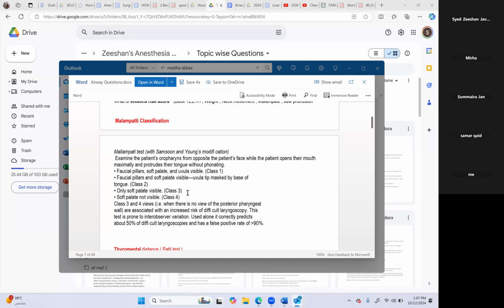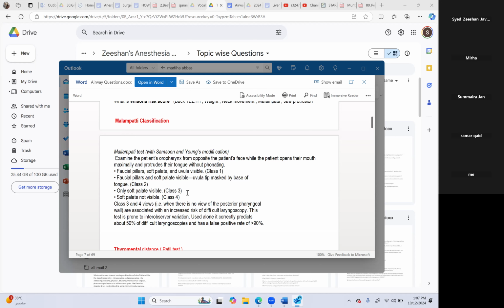Or another thing which you can do is the reverse Sellick maneuver. Reverse Sellick maneuver is the one in which you lift the thyroid tissue in the neck swelling. Just like in the Sellick maneuver you press the cricoid cartilage, the reverse Sellick maneuver is lifting.